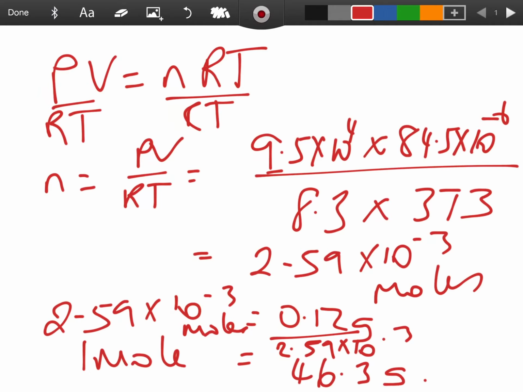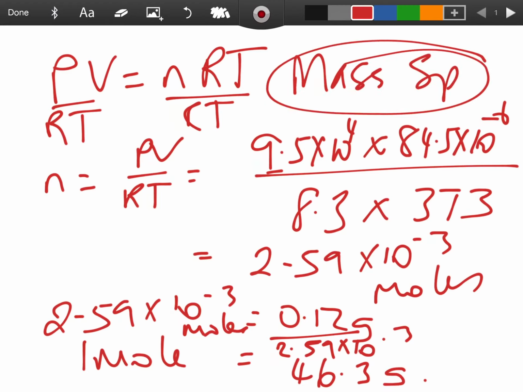They didn't ask you there, but sometimes they might ask you how you would calculate the Mr of non-volatile liquids. Your answer there is that you'd use the mass spec. Remember, we came across that in school. So the mass spec is how we measure the molecular masses of non-volatile liquids.